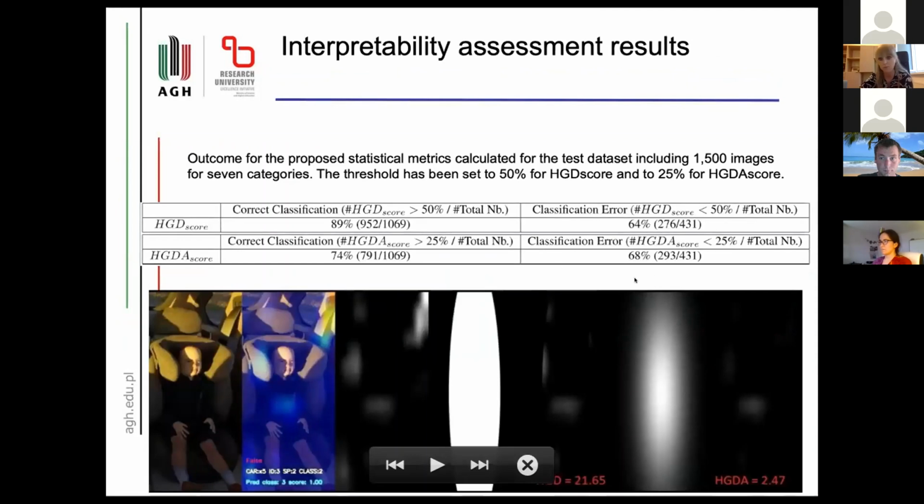Here we can observe how it can influence the final classification. About 70% of the images for which the statistical metrics showed that the algorithm was not concentrating on the right part of the image were also wrongly classified.